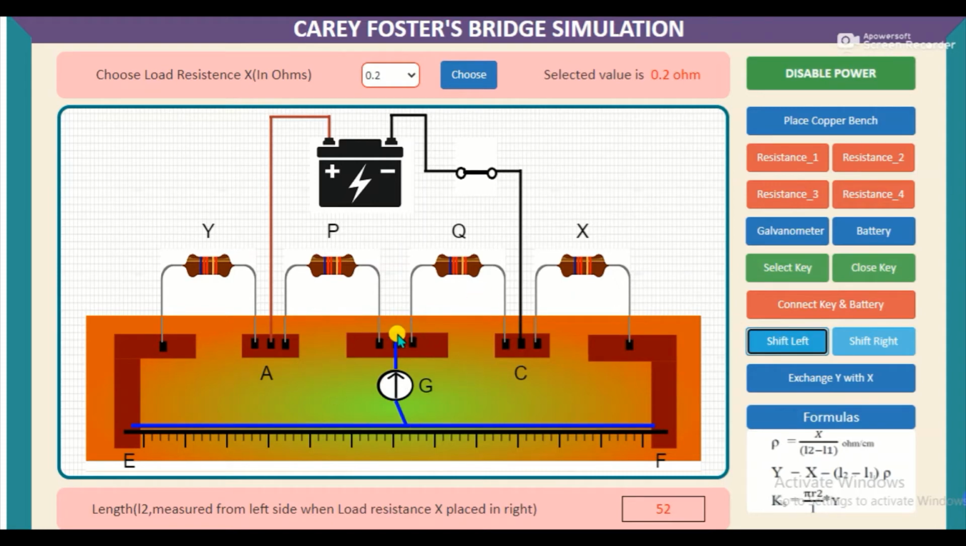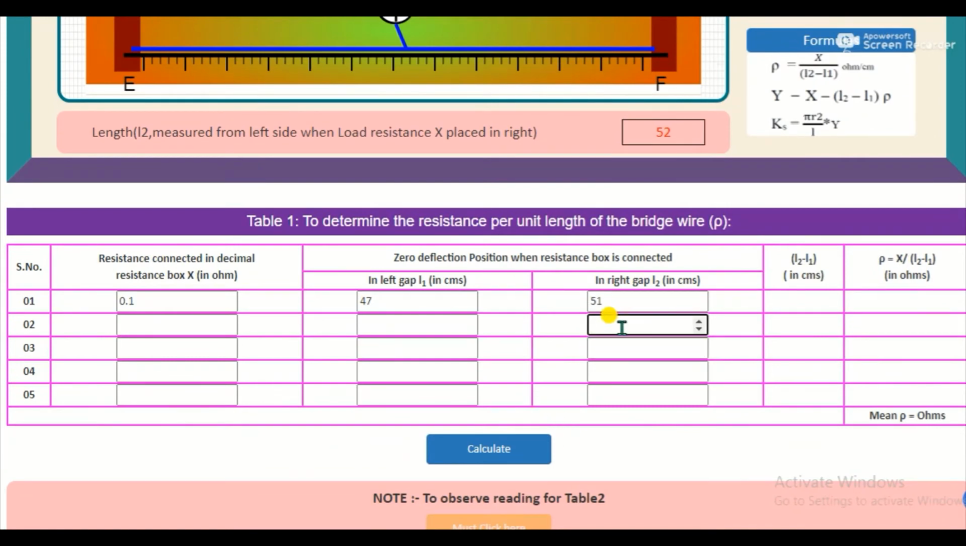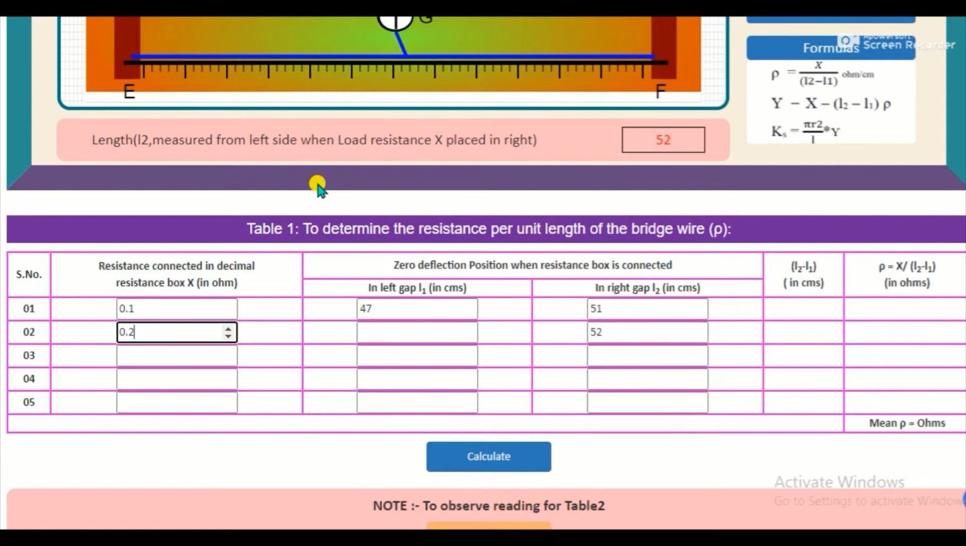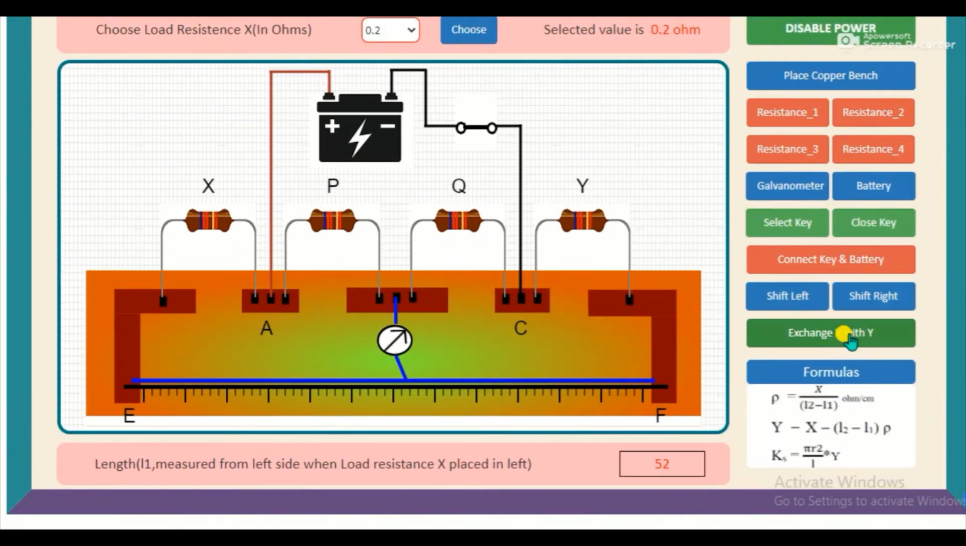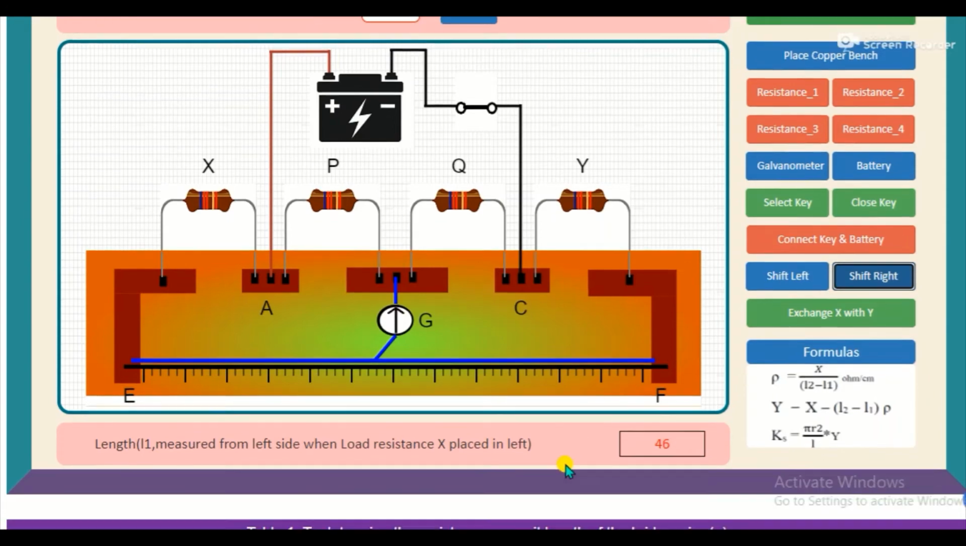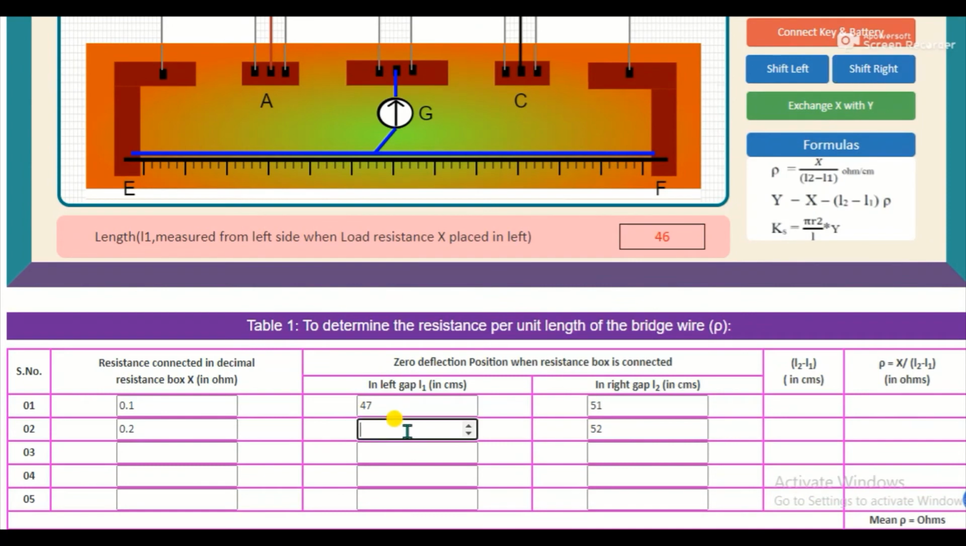So this is the point. And the main point to ponder over here is that this is the reading L2. So I am going to put it here. This is 52 centimeters, and the resistance we opted for was 0.2 ohms. Now we will have to exchange Y with X, and again shift it towards left. So this is 46 centimeters, and this is your L1. Similarly, we can go for other readings of R also.